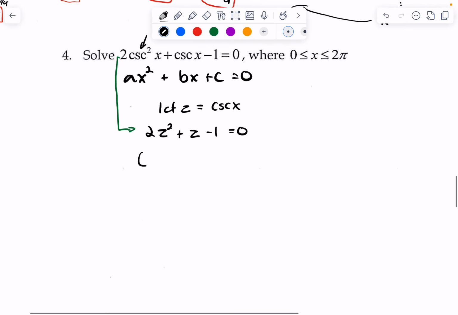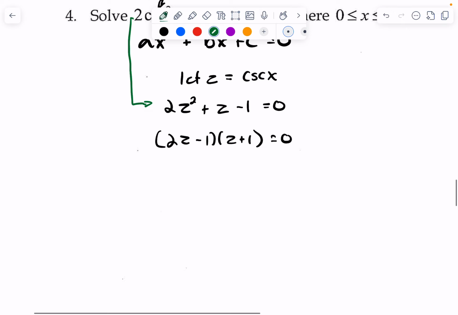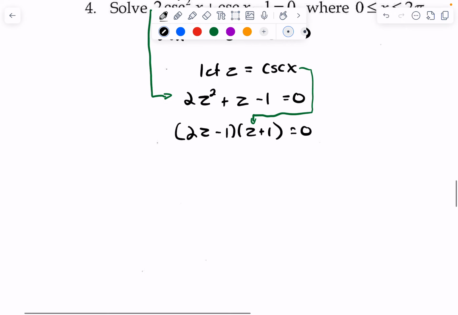So that would be 2z, that would have to be the minus 1 here, and then that one would have to be the positive. Okay? That was so much quicker. Now just go back and replace the z's with the cosecants. So that would be 2 cosecant x minus 1, cosecant x plus 1 equals 0.